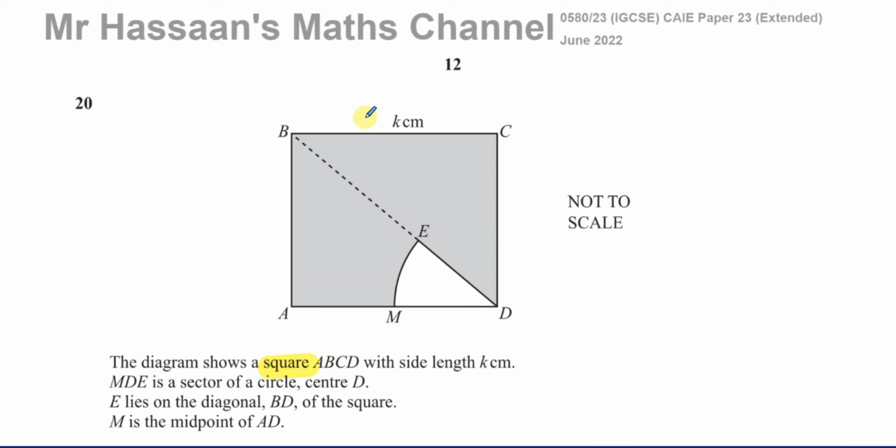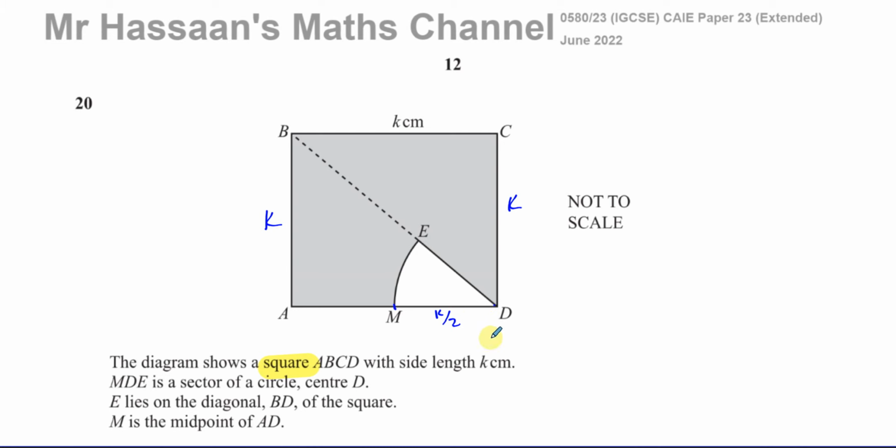It has side length k. So this is k, and this is also k, of course, and this is also k, and this is also k. Now, MDE is a sector of the circle, center D. So this is a sector of a circle. So this is like DE and DM is the radius of the circle. And E lies on the diagonal BD of the square. M is the midpoint of AD. So that means, just from looking at this, that this is k over 2. The radius of this sector is k over 2.